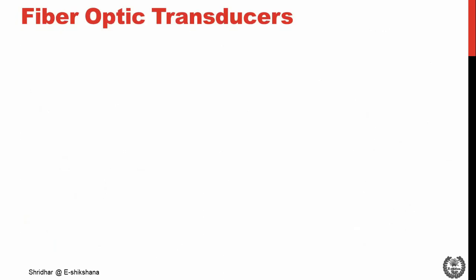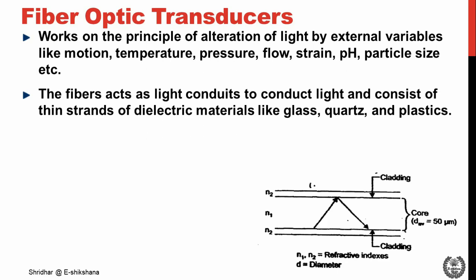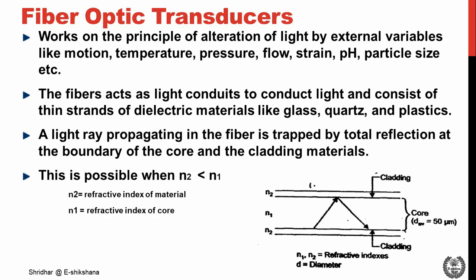Next we'll discuss fiber optic transducers. They work on the principle of alteration of light by external variables like motion, temperature, pressure, flow, strain, pH, particle size, etc. The fiber acts as a light conduit and consists of thin strands of dielectric materials like glass, quartz, and plastic. A light ray propagating in a fiber is trapped by total reflection at the boundary of the core and cladding materials. This is possible when N2 is less than N1, as shown in the figure, where N2 is the refractive index of the cladding material and N1 is the refractive index of the core.